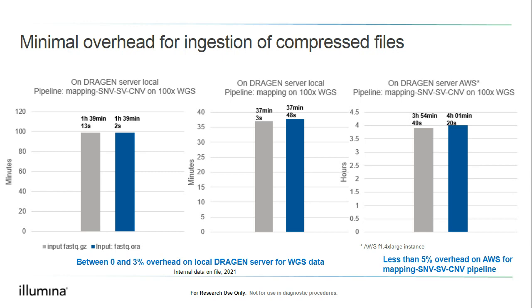We also did the same on an AWS F1 instance. And once again, to complete the end-to-end pipeline, you can see with a FASTQ.gz or a FASTQ.ora, the analysis time is very close to each other. So once again, you can compress your files and let DRAGEN ingest those compressed files with no loss in analysis time.